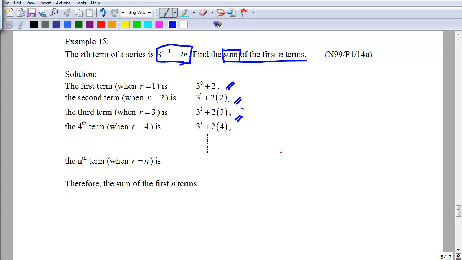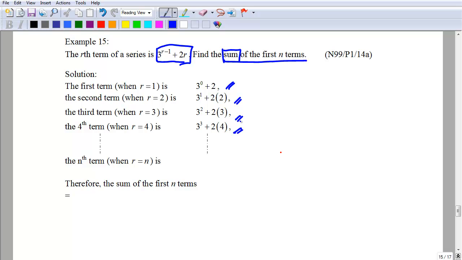Then we proceed. The fourth term is when r equals 4. We substitute r equals 4 into the expression, we get 3 power 4 minus 1, that's 3 power 3, plus 2 times 4. Then we look, hey, do we see some pattern here? Well, let's handle our impulsivity. We don't judge anything yet.